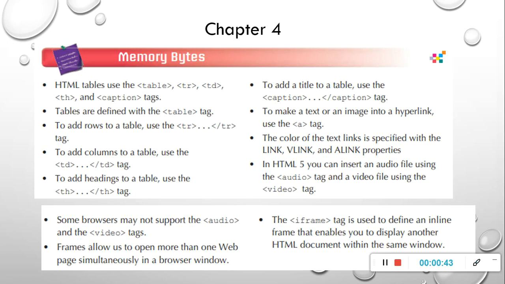Then next, from chapter 4 you have to revise the memory bytes. The memory bytes are given here. You have to revise this. In this you can read which HTML table tags are available. So many table tags are available here. Then what is TR, what is TD, what is TH, these are all available in this memory byte. So you have to read this.